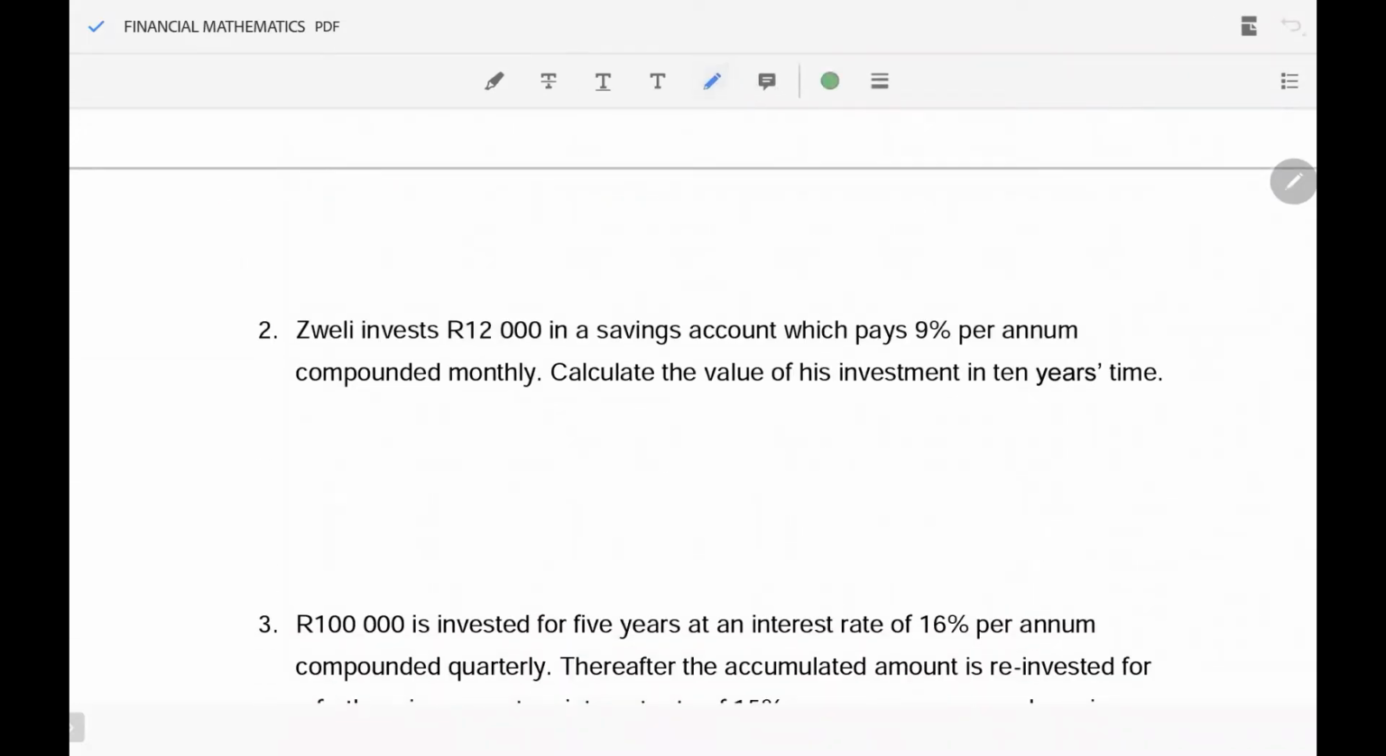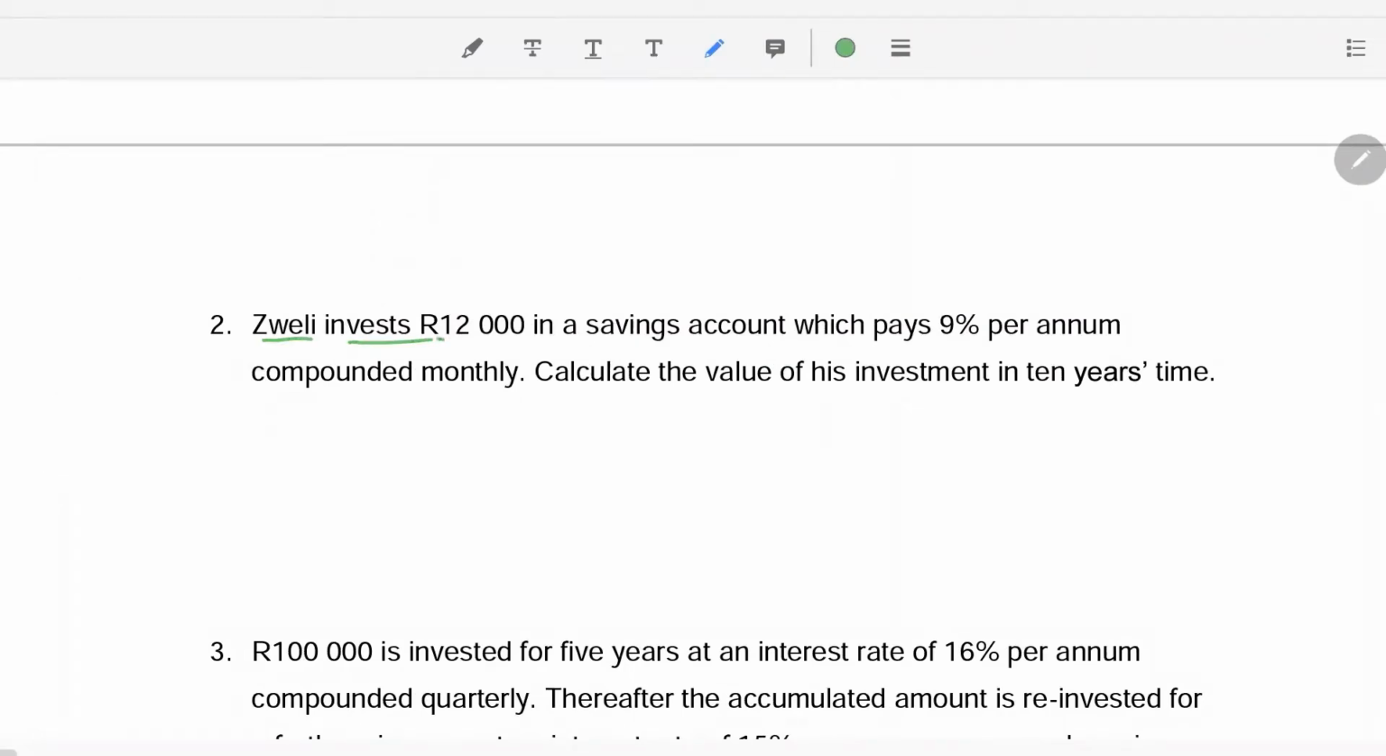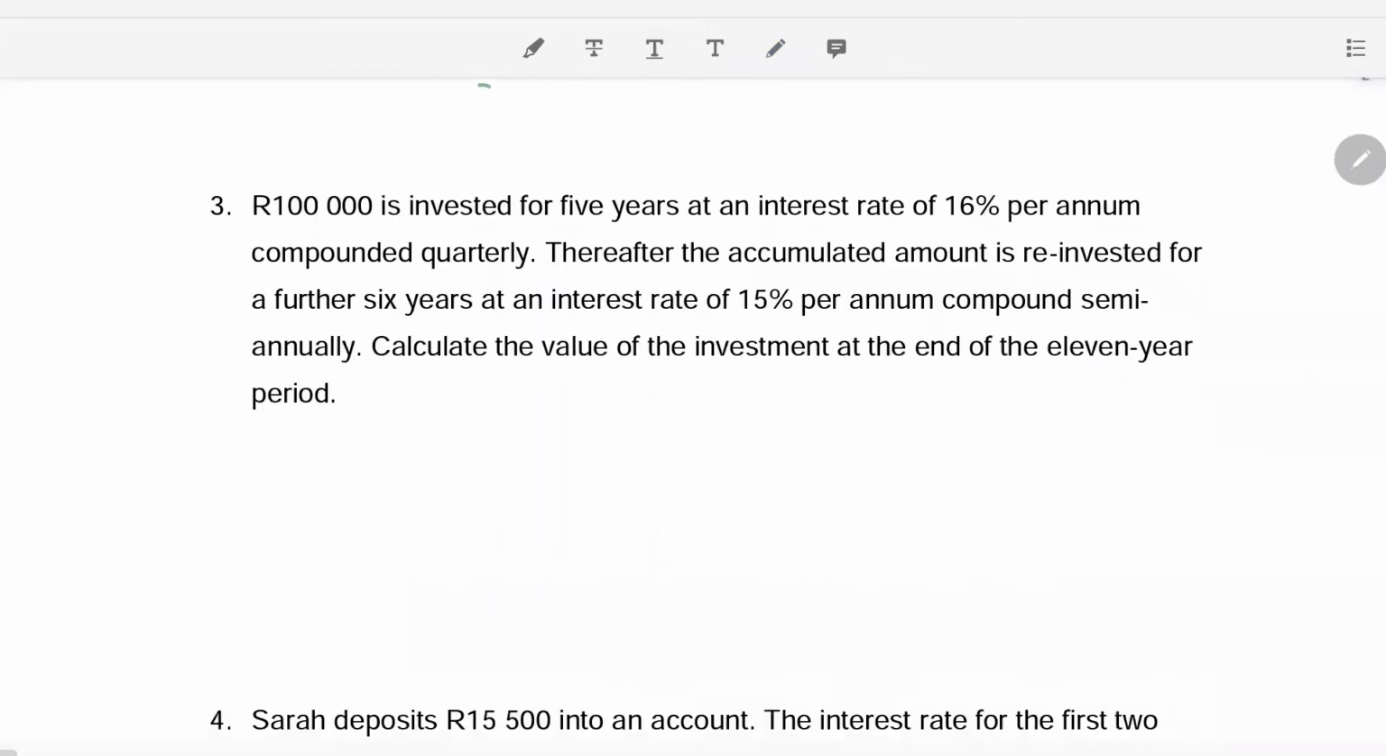Question 2. Zweli invests 12,000. So this is our P in a savings account, which pays 9% per annum compounded monthly. Calculate the value of his investment in 10 years time. So in this case, using the compound interest formula, you have the value of P, the value of I and N. You could simply substitute and get the answer, except that you have to divide your I by 12 and your value of N multiplied by 12. So this is similar to what we did in the previous session.